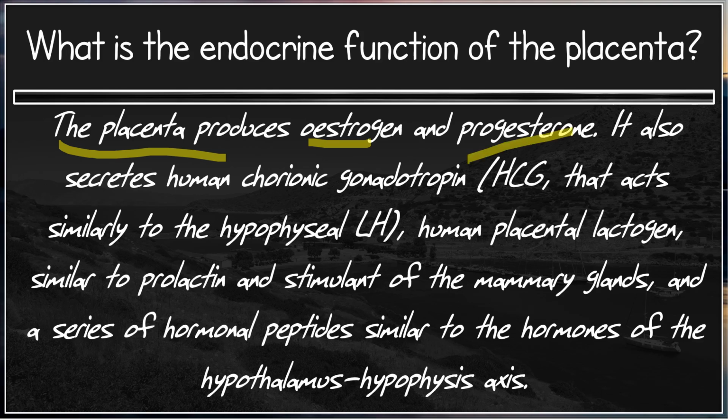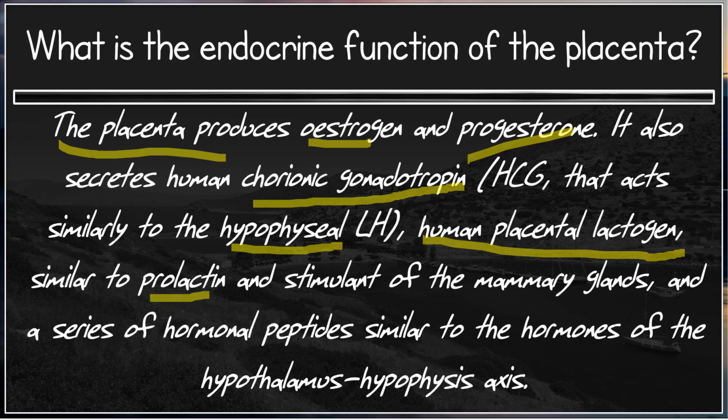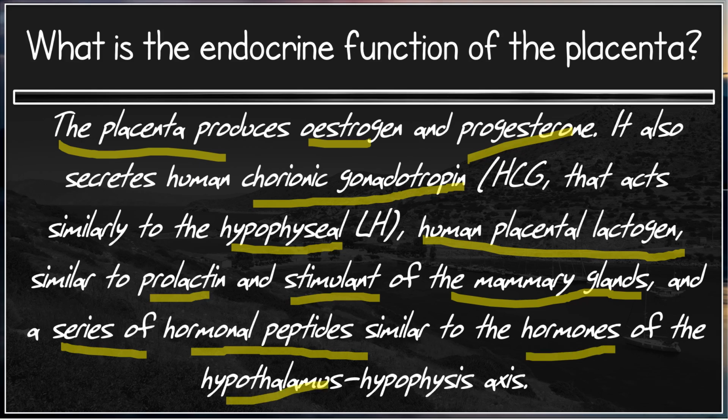It also secretes human chorionic gonadotropin, HCG, that acts similarly to the hypophysis. Human placental lactogen, similar to prolactin, is a stimulant of the mammary glands, and the placenta secretes a series of hormones, similar to the hormones of the hypothalamus and hypophysis axis.